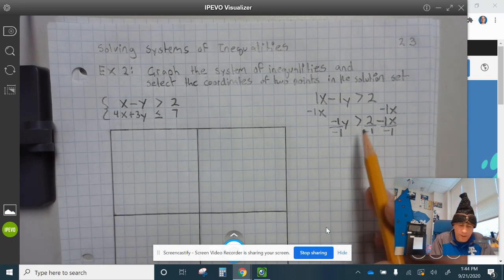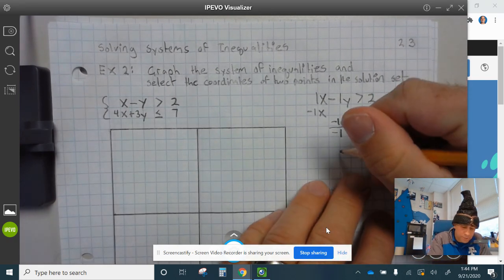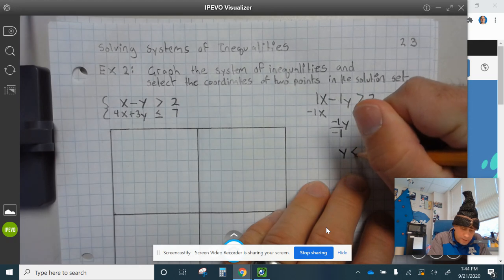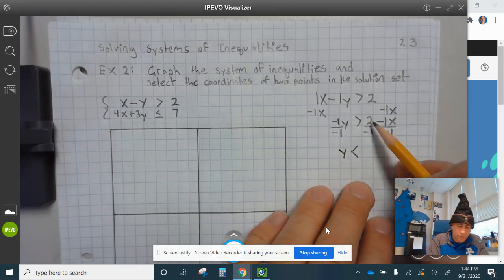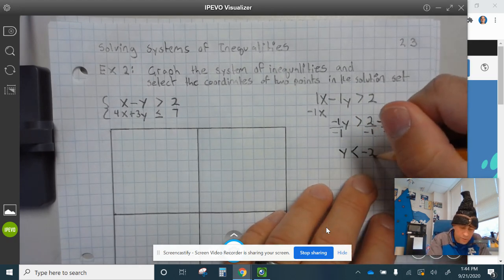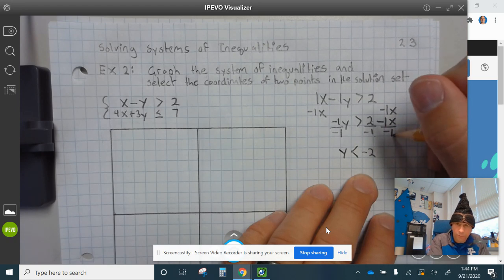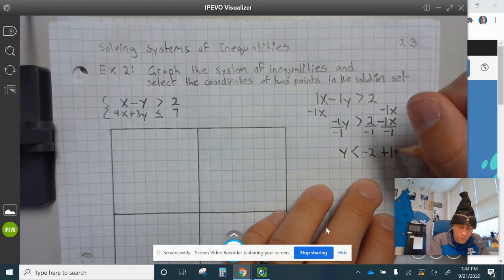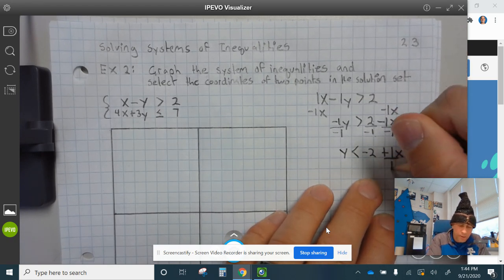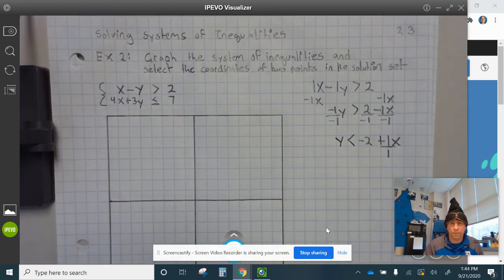And when you do that, the inequality flips. So now this becomes y less than, 2 divided by negative 1 is a negative 2. A negative 1 divided by negative 1 is a positive 1x. But we're going to divide that by 1. So we have the rise over run. Okay?